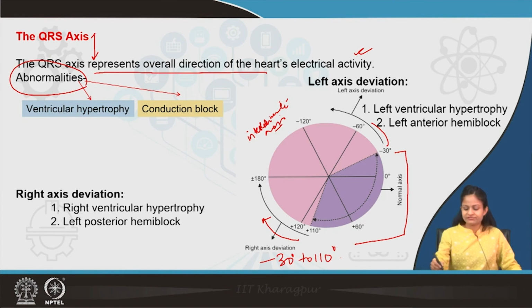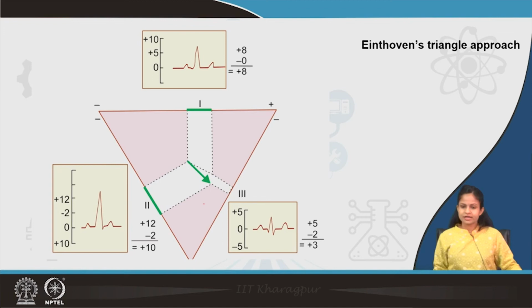The left axis deviations usually consist of left ventricular hypertrophy and left anterior hemiblock, and for right axis deviations, the most common example is right ventricular hypertrophy, or we see the left posterior hemiblock. These are very important conditions. Now, how do you calculate this cardiac axis? We can calculate this cardiac axis in two ways.